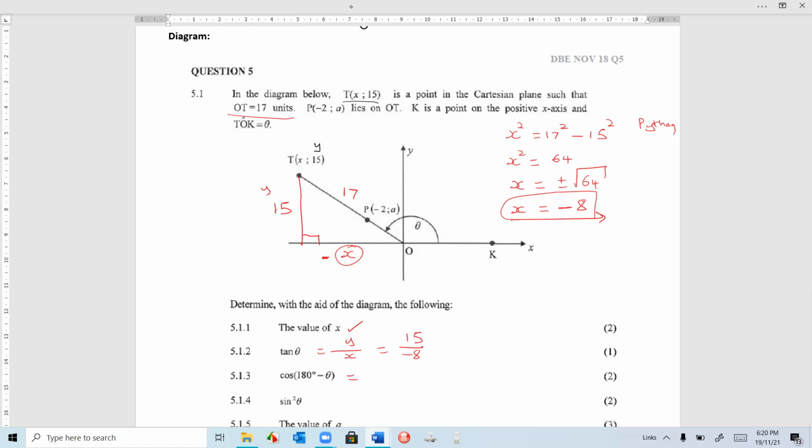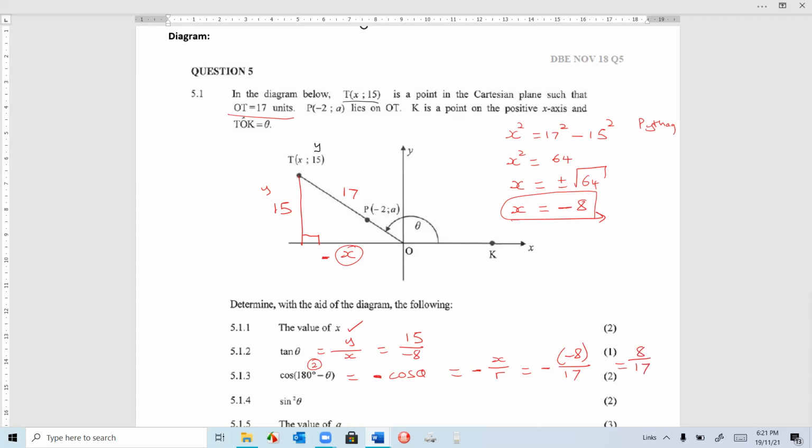That's cos of 180 minus theta. Now we know that 180 minus theta is actually sitting in quadrant 2, and in quadrant 2, cos is negative. So we're using our reduction formula. That'll give me a minus cos theta. And we know by definition, once again, that cos is x over r, which gives me a negative, but x is already negative 8, over my radius, which was 17. And a negative times a negative will give me a positive 8 over 17.